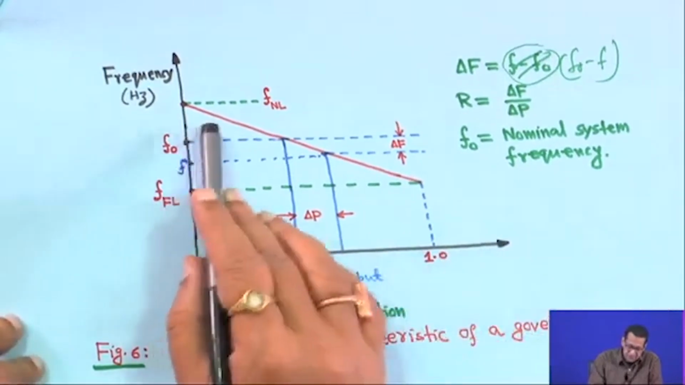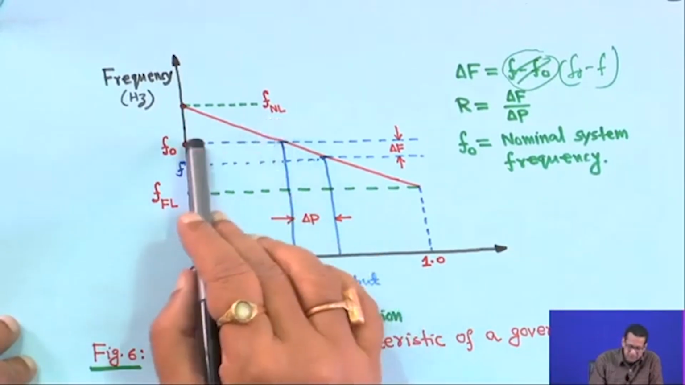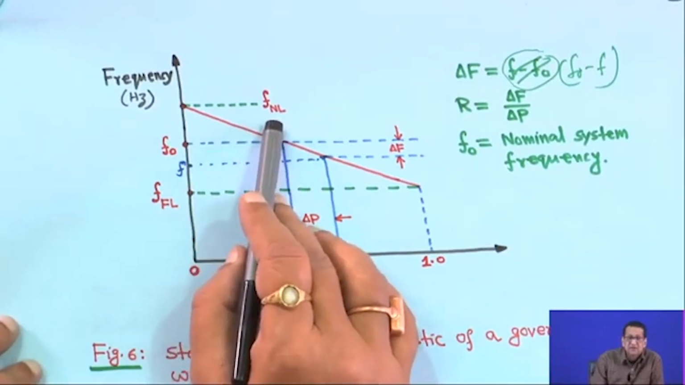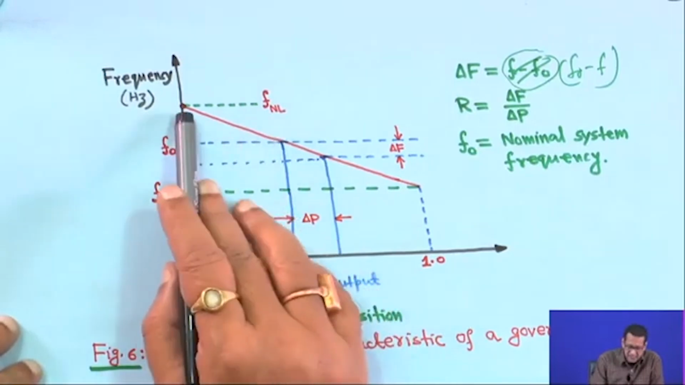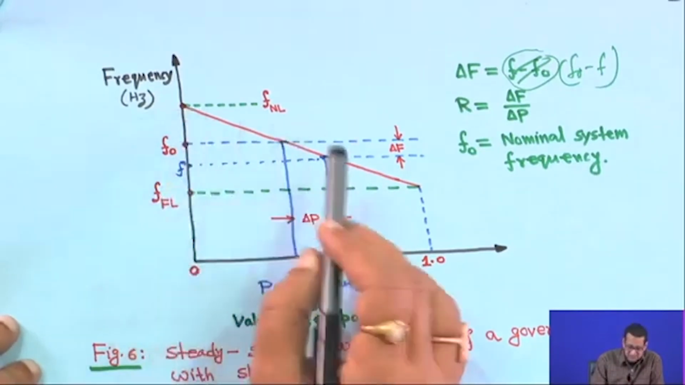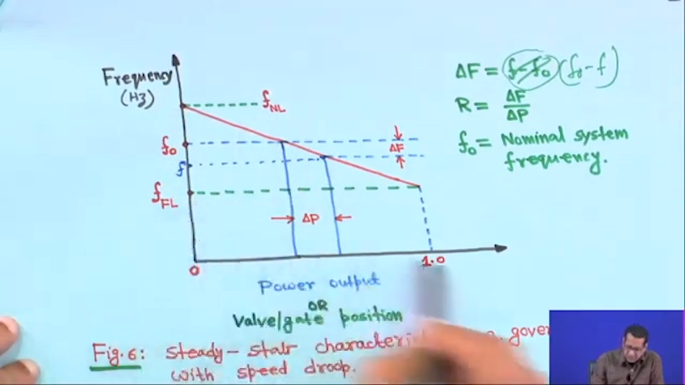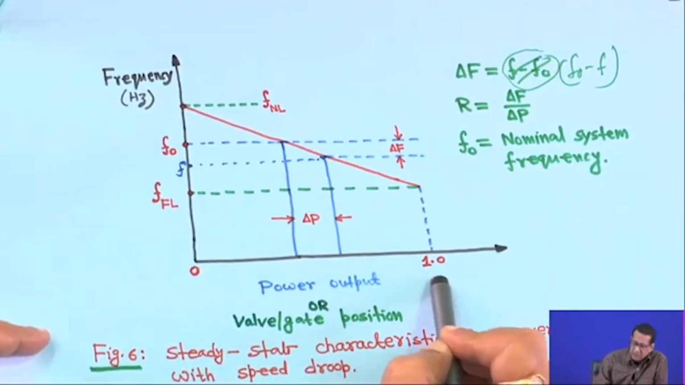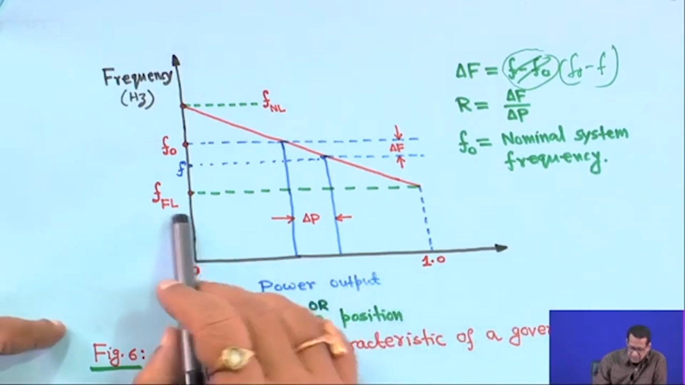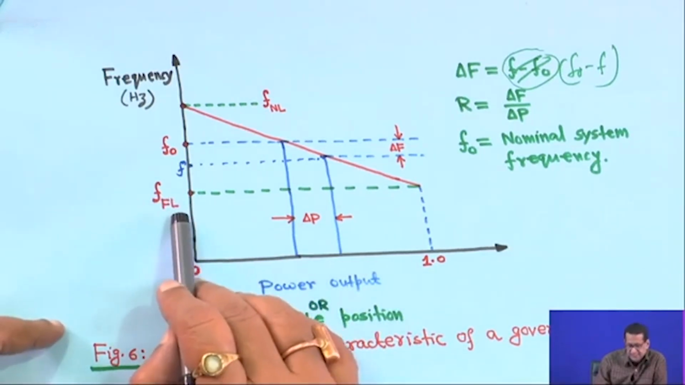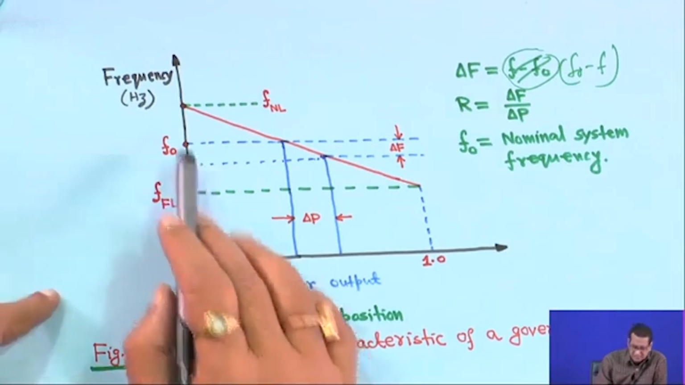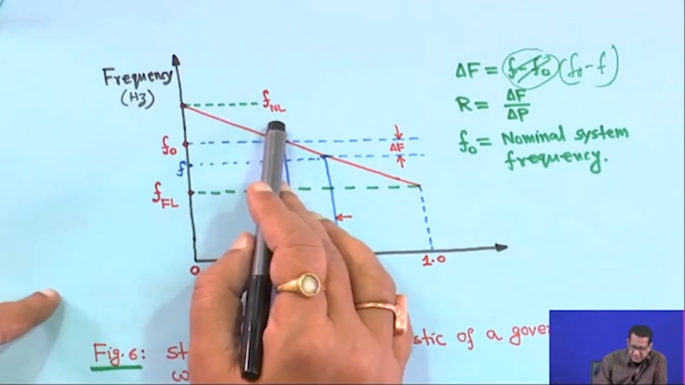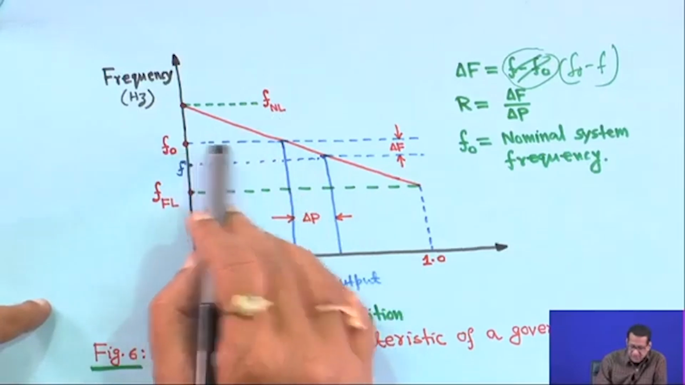Suppose this is your F NL, the operating frequency at no load, slightly higher than the nominal system frequency, and this is the full load. Full load means the generating unit is loaded 100%, say 1 per unit. Suppose your generating unit is 100 megawatt, and if it is operating at 100 megawatt, we call it full load. The suffix FL means full load, and the suffix NL means no load, and this is the nominal frequency.